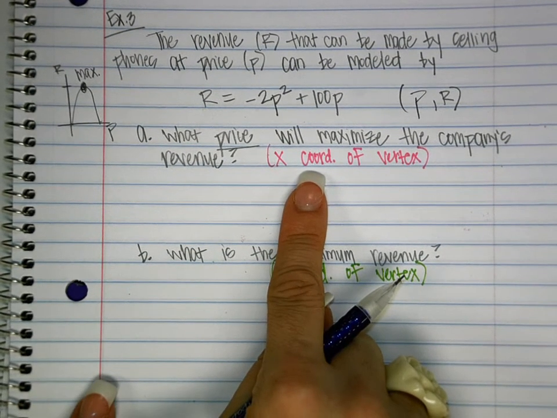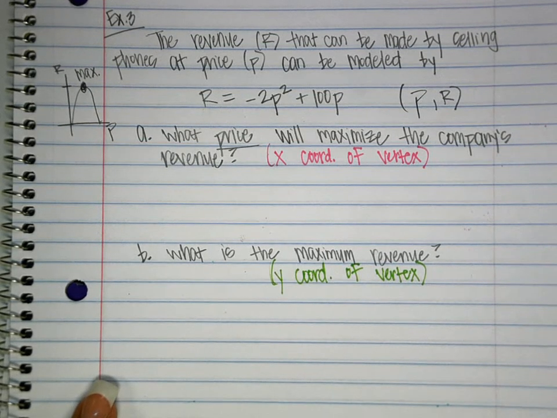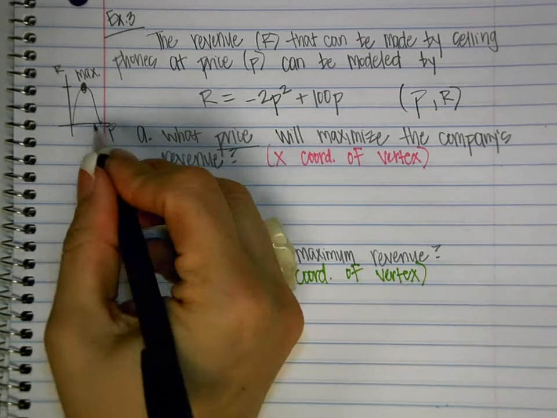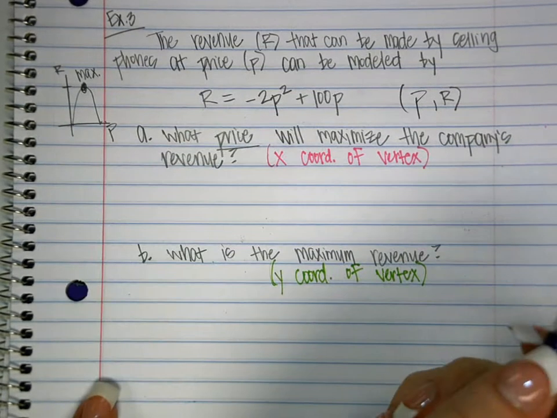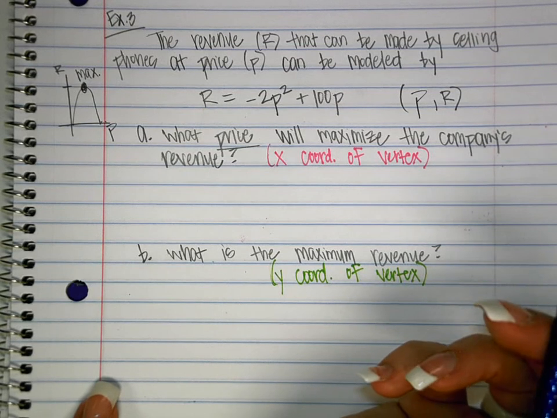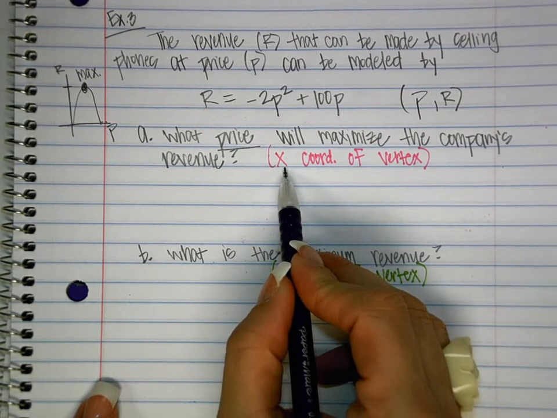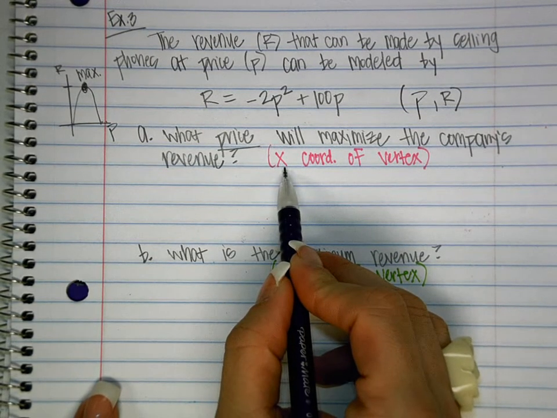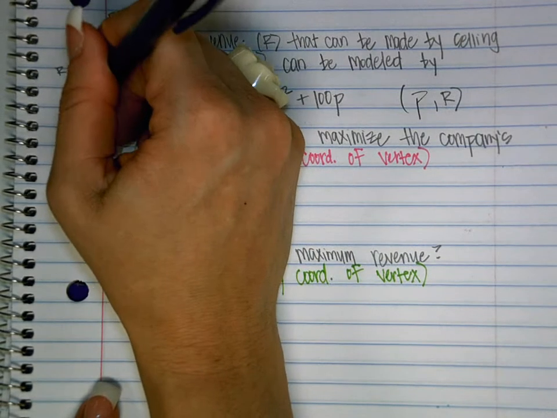Any ideas? We just did this. Set R to 0? No, we're not going to set R to 0. That would find the x-intercepts. I don't want to find out where I make 0. That's not going to help me. I want to find the line of symmetry. Exactly. I want to find where I'm going to maximize things.